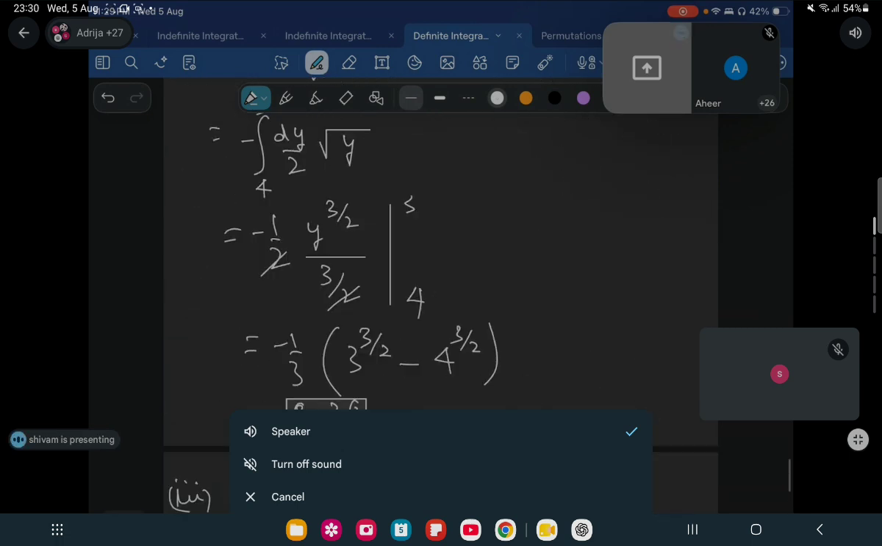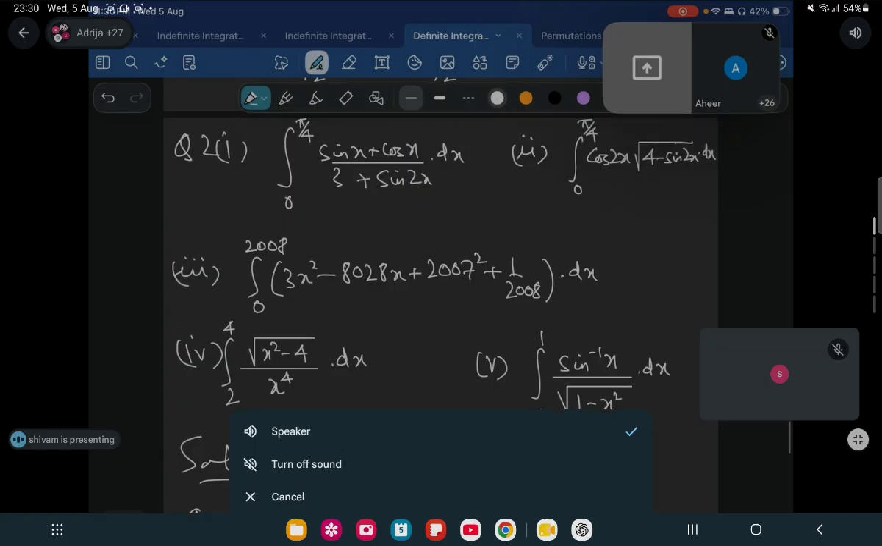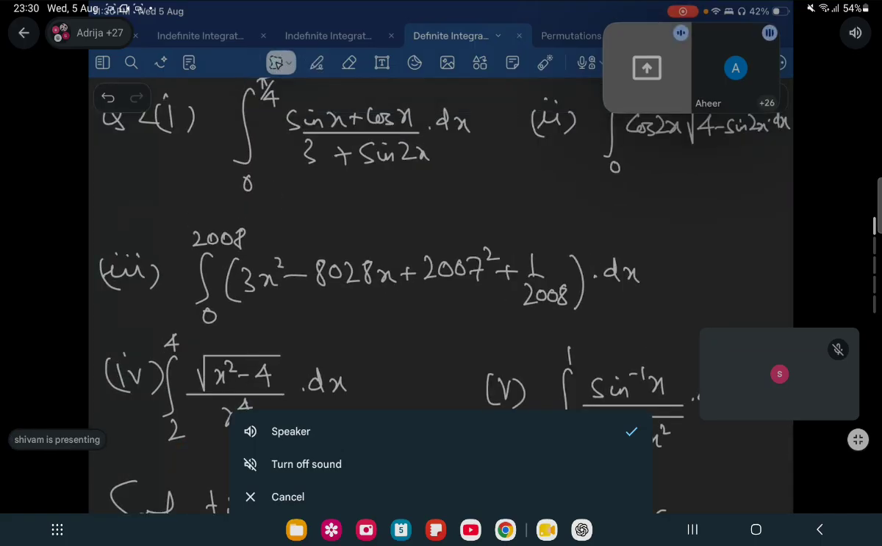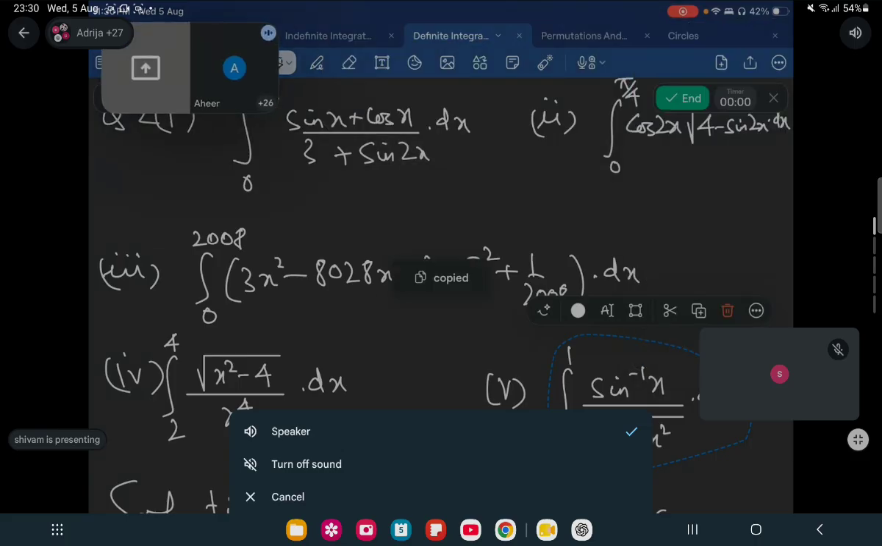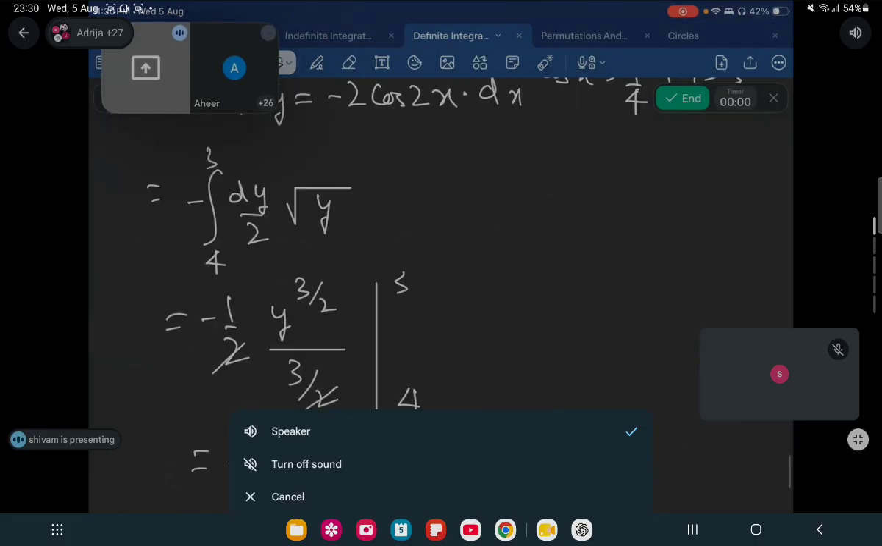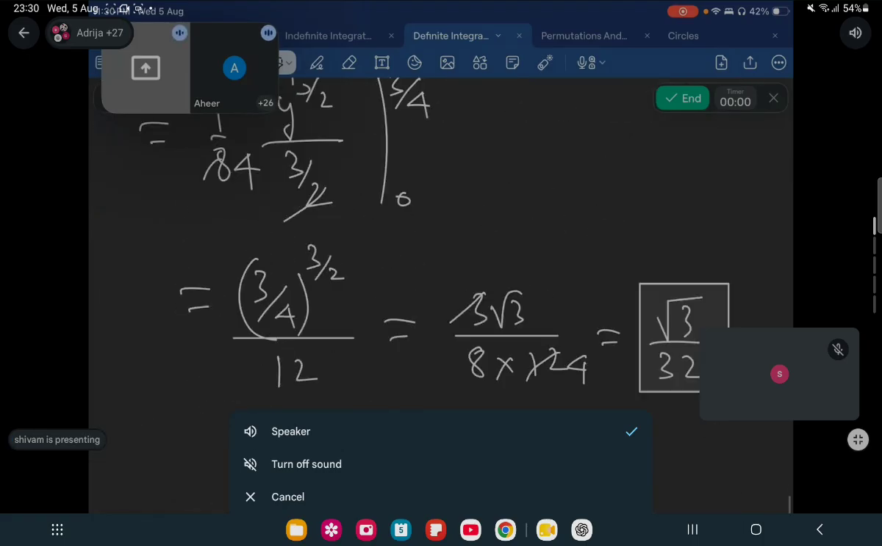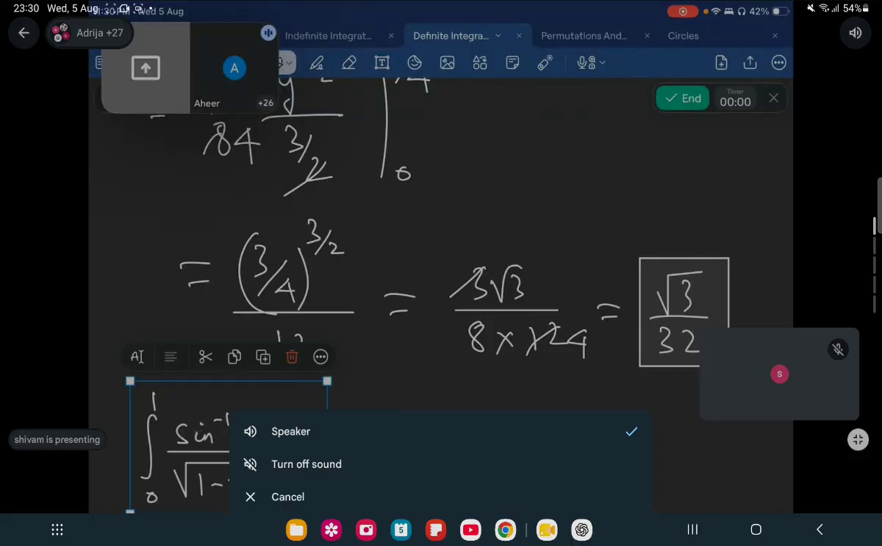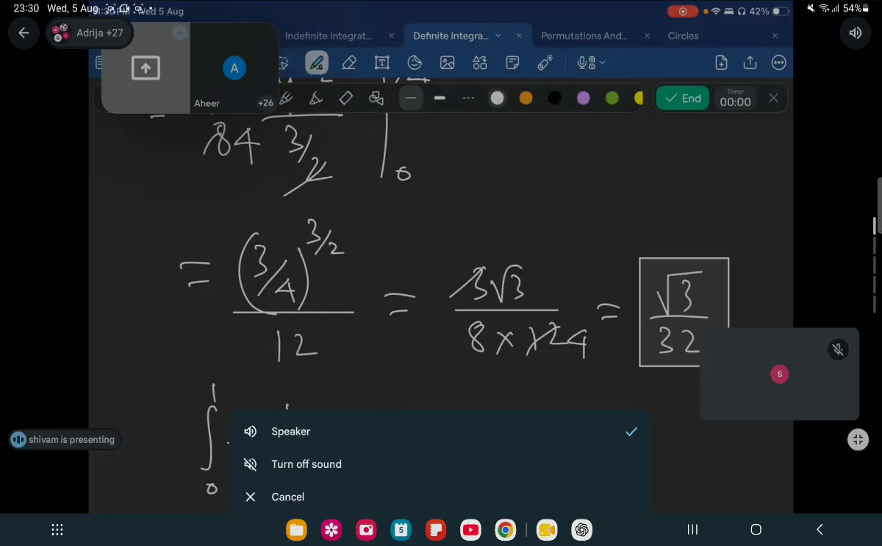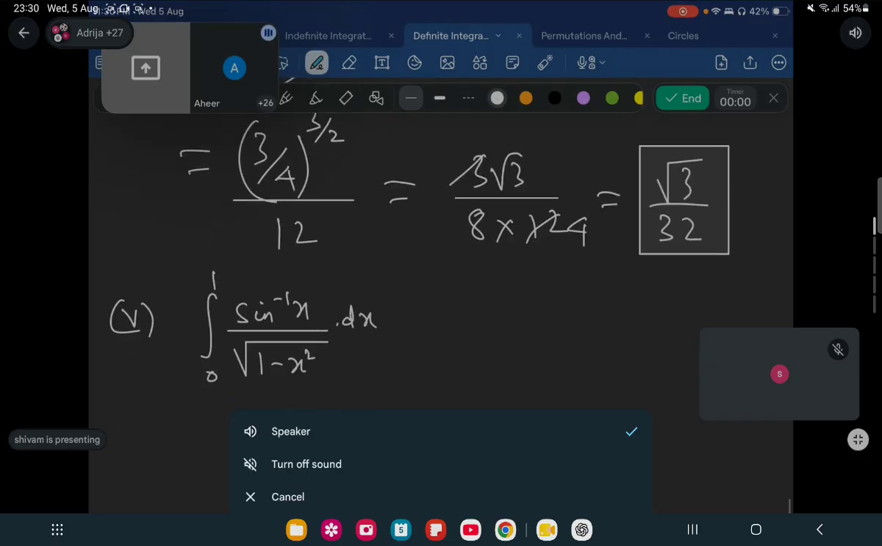Okay, last one, let me solve. What was the last one? Sir, for this question, for question number 4, I had done trigonometric substitution. I considered x equal to 2 sec theta. But still, I think we should get the same answer, isn't it, sir? I got 3 into root 3 by 32.